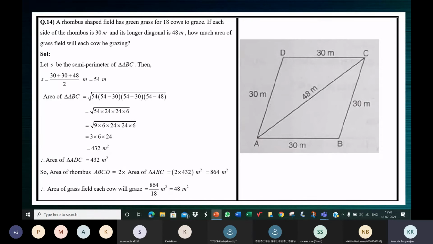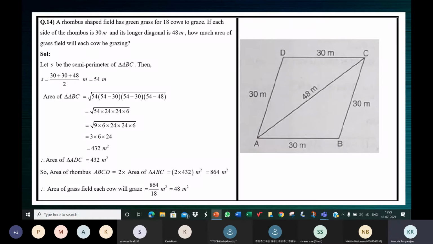Now the triangle is AOB. It's a right triangle in which AB is 30 meters, AO is 24 meters. BO we do not know. All of you find BO using Pythagoras theorem. Ma'am, BO is equal to 9, ma'am.